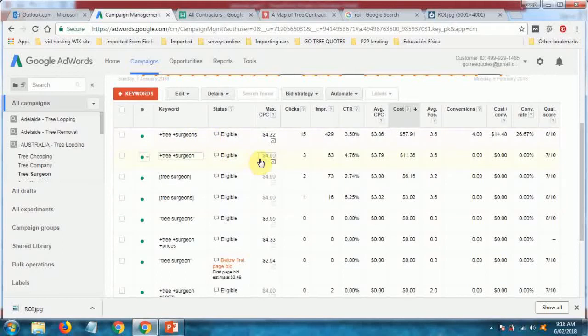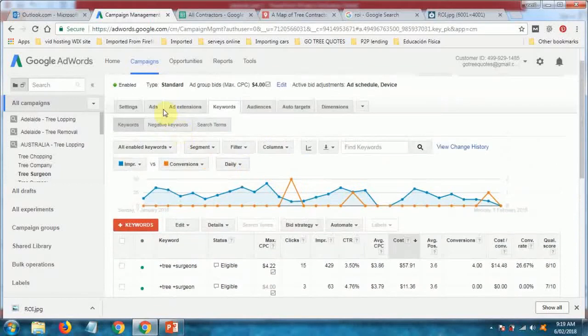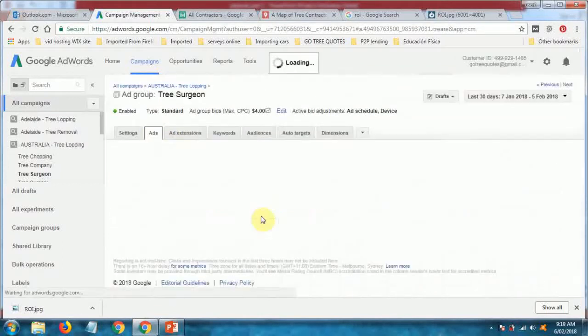So I'll run this for maybe another week or 2 just to be sure. But you'll probably find that I'll be switching these other keywords off and just running with this one because I'm getting conversions with that particular keyword at $14 per conversion. Now let's have a look at the ads that I'm serving for that particular keyword.